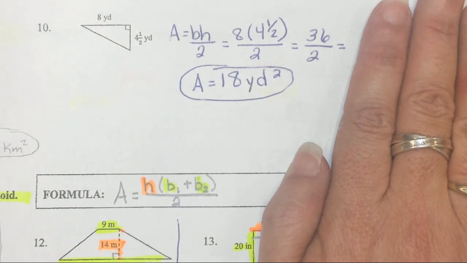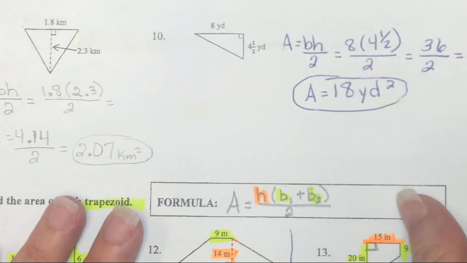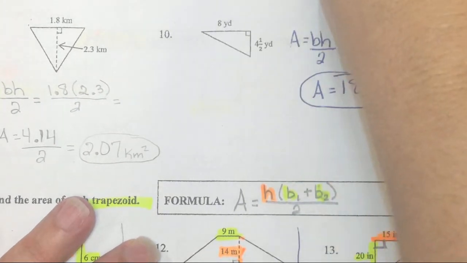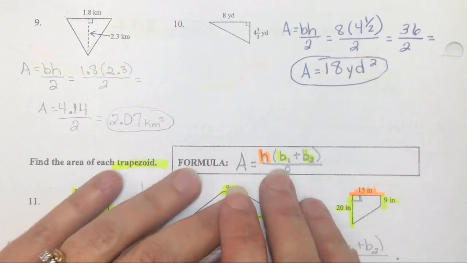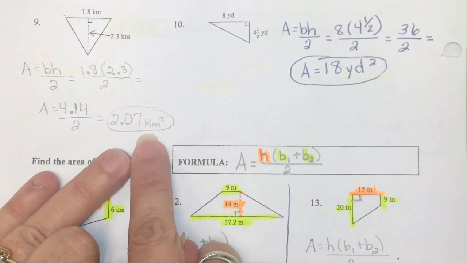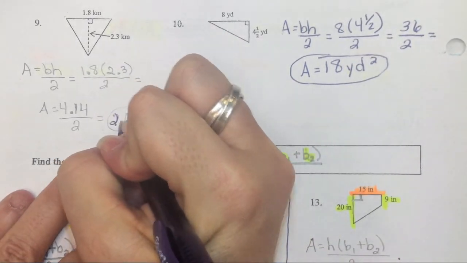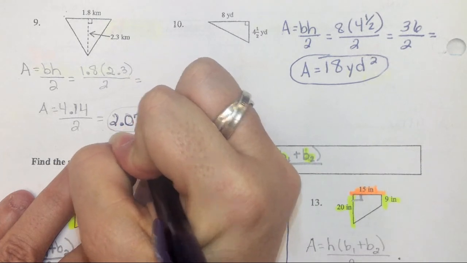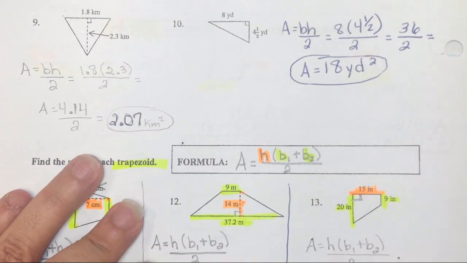Okay, if I go to number 9, let me show you number 9 now. It's going to be kind of weird. I'm going to slide it over. Okay, number 9. Please don't talk. On number 9, I got base times height divided by 2, and I got 2.07 kilometers squared.